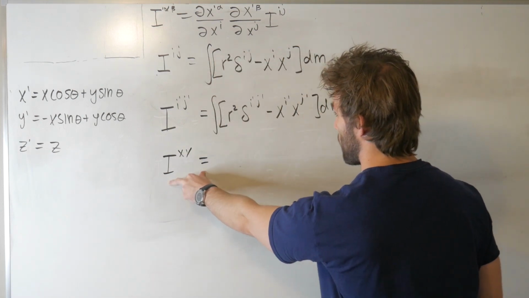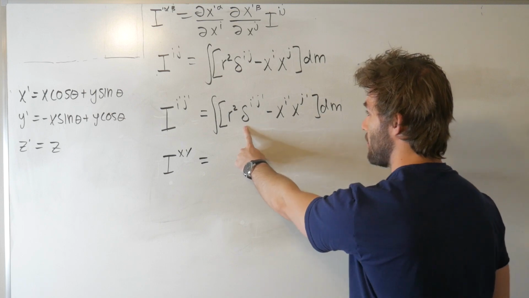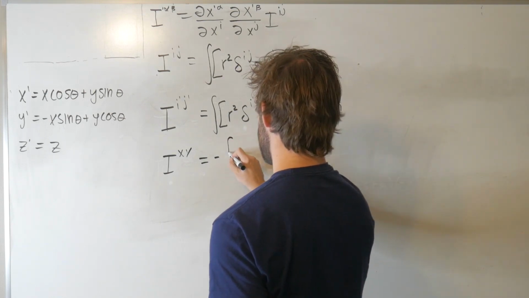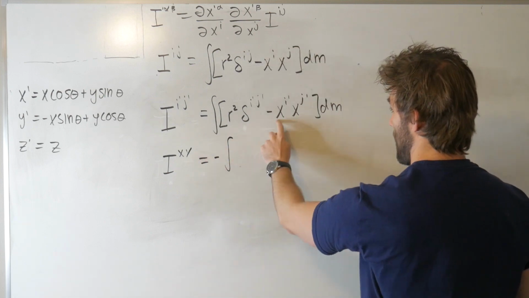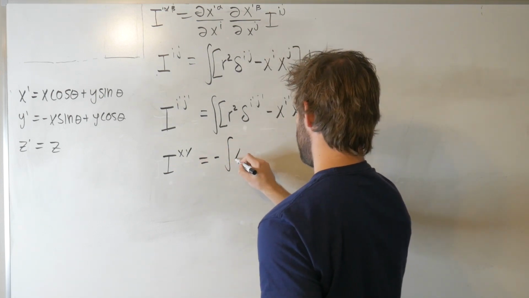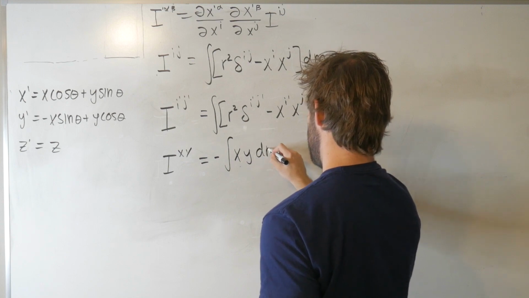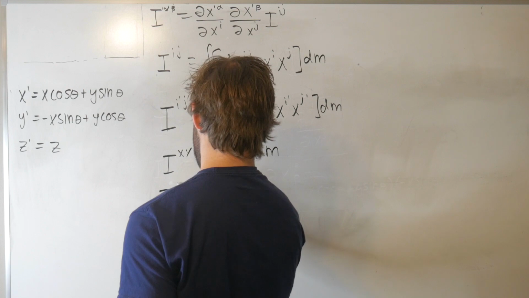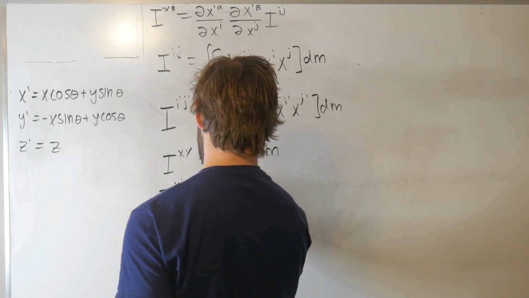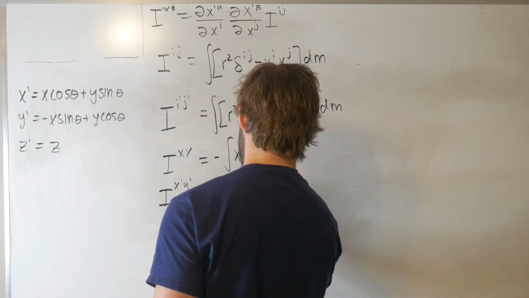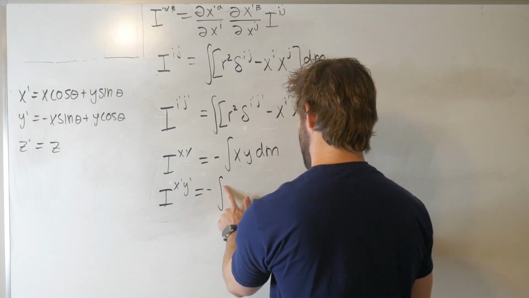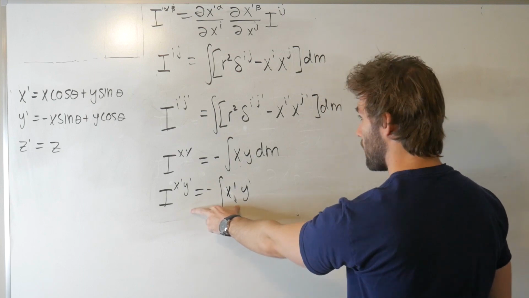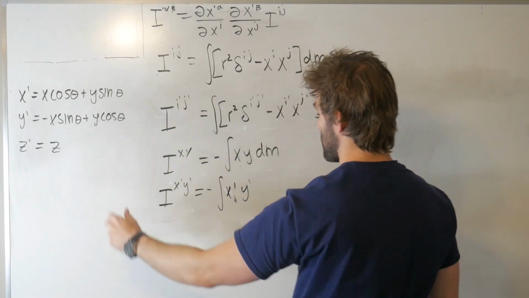Well, this is going to be pretty straightforward, right? Because this component is going to go to 0 because i does not equal j. So this just becomes minus the integral of x times y dm. And we're transforming into the I x prime y prime, which is equal to minus the integral of x prime y prime. And what we can do here is substitute in this transformation rule.